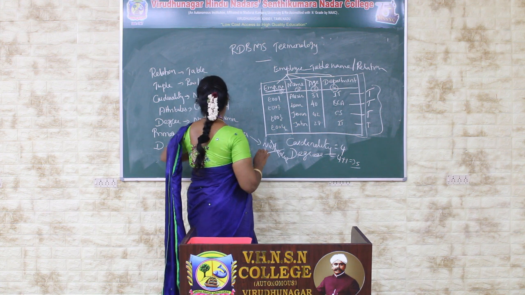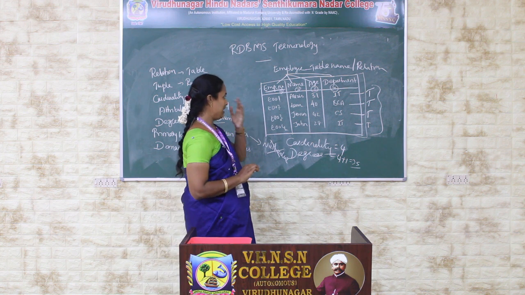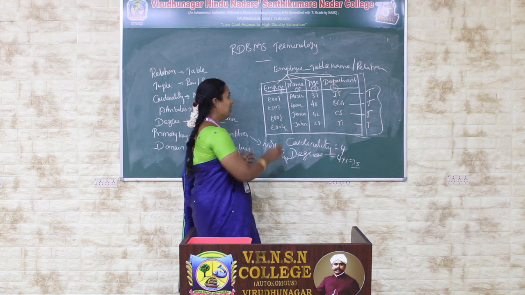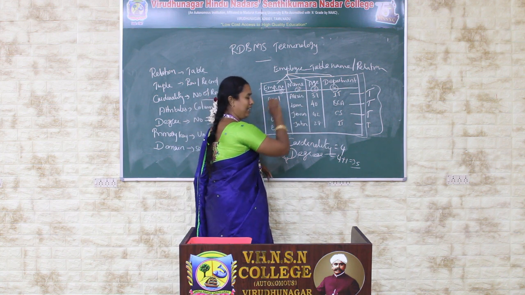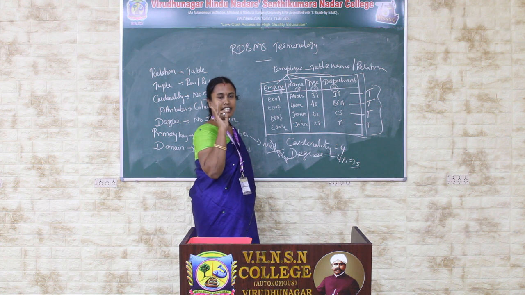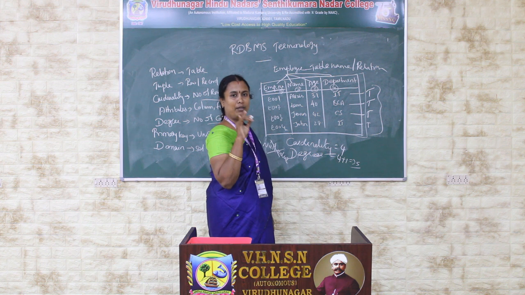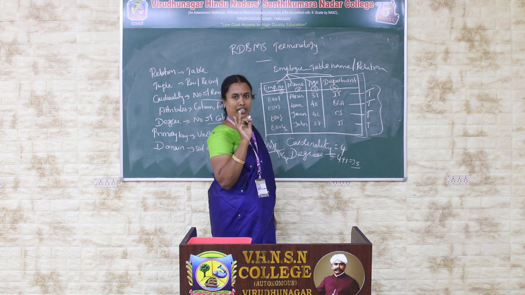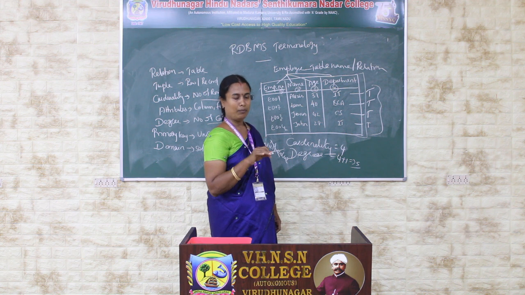Okay. Then last one. Domain. Domain means the set of values. In this set of values, I can specify that name belongs to the character data type. I can specify the size 10. Size 10 means only 10 characters can be entered in this field. So that can be specified in the domain.